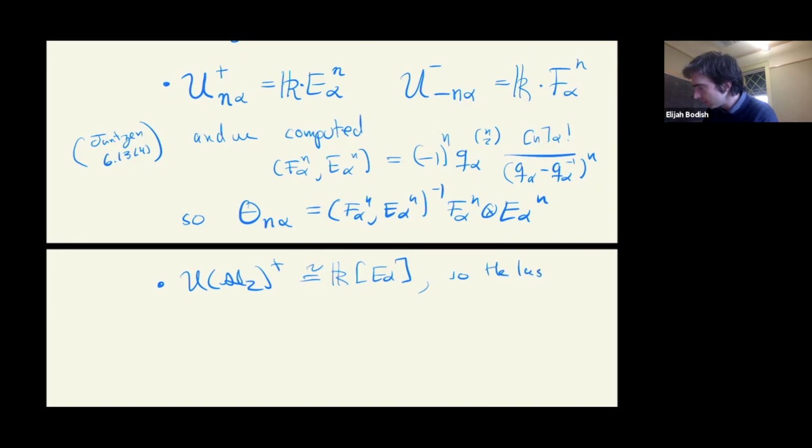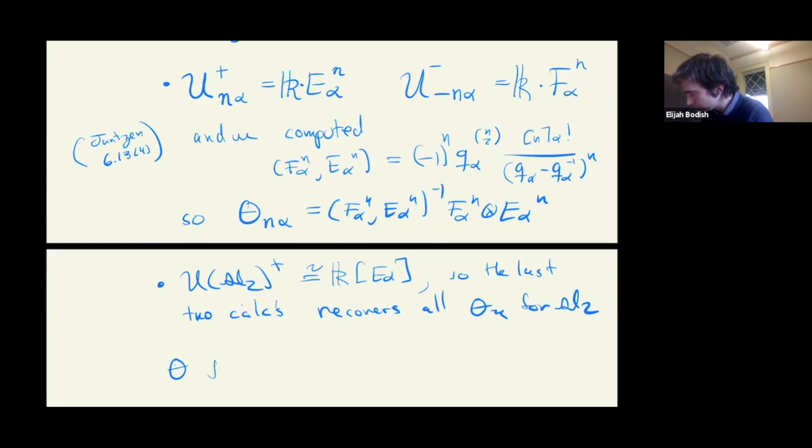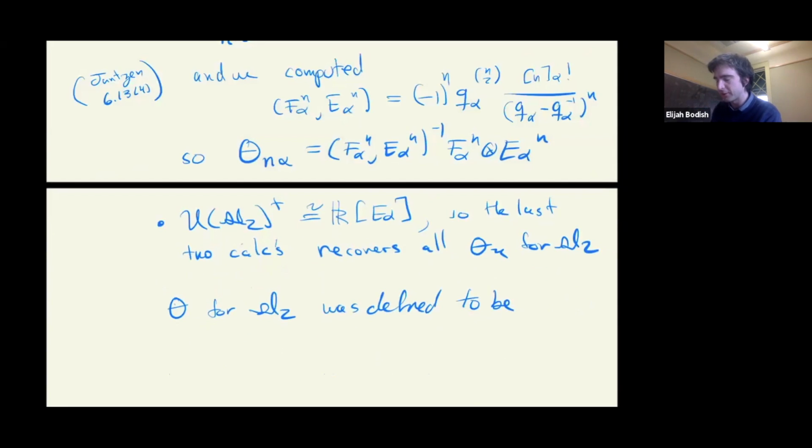And so the last two calculations recover all theta mu for SL2. And our theta for SL2 was defined to be, well, I just defined it, I just wrote it out. I didn't actually tell you that it was related to the form, but it turns out it is going to be related to the form. So it's just going to be the sum of all of the theta n alphas. But really it's just theta n, because we don't usually write alpha when we're just working with SL2.